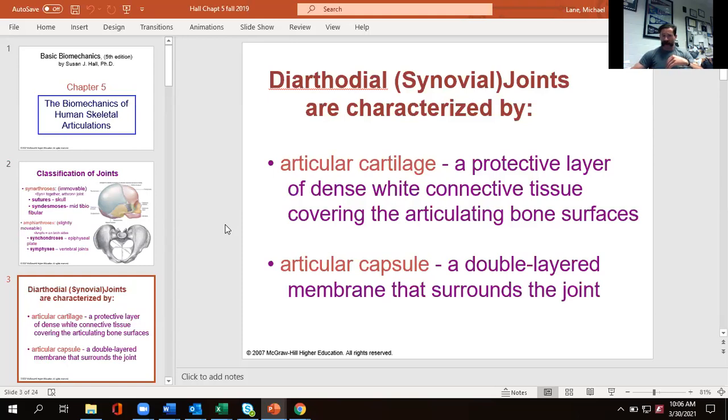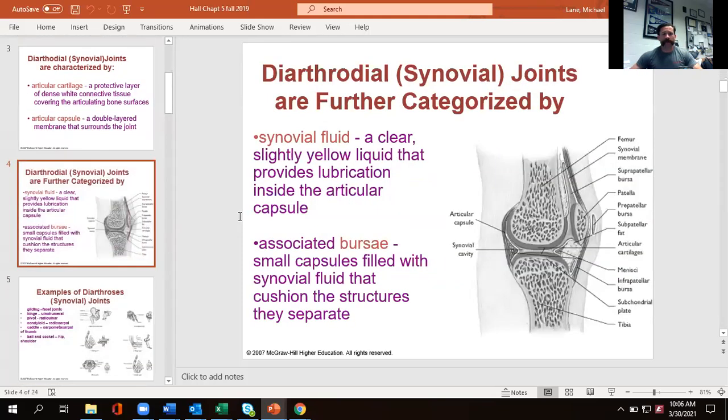We then are going to have a capsule, okay? So we're going to have a membrane that goes around it and keeps our synovial fluid inside of that joint, okay? And then finally, we have bursa, which are capsules filled with synovial fluid that cushion the different areas that they're trying to separate.